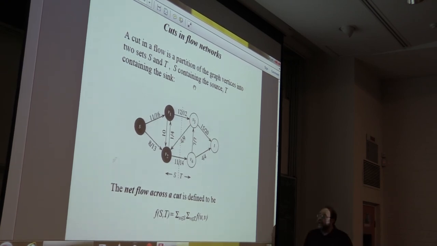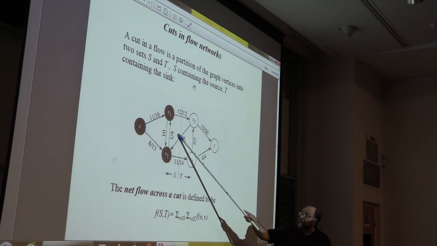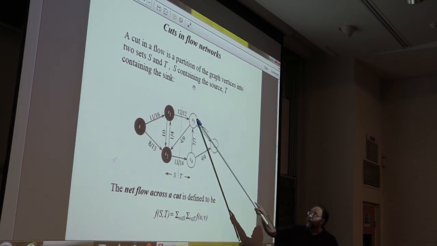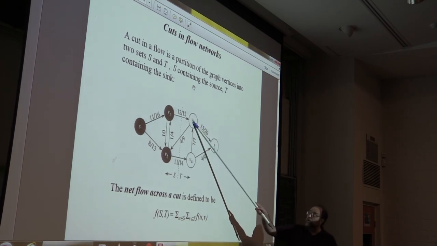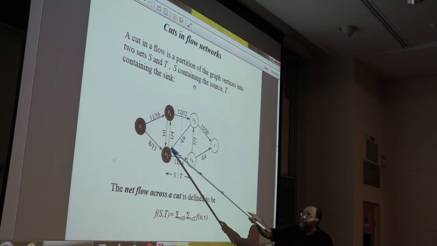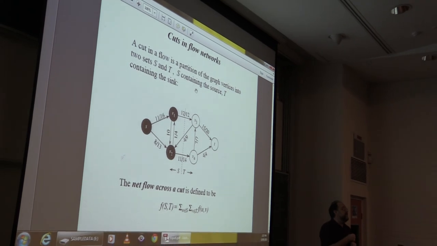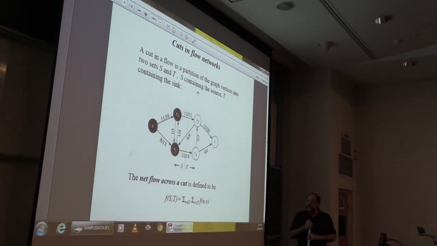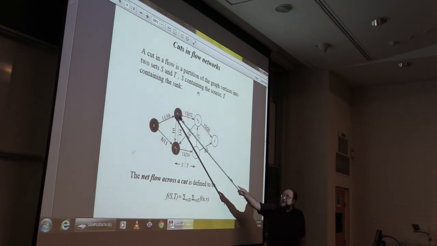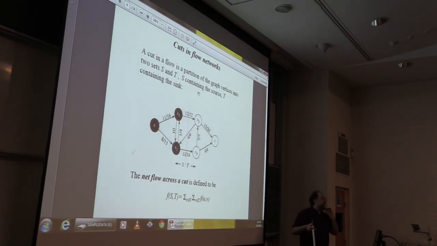But remember, again, when we speak about the capacity of the cut, we do not count the capacities of the pipes that go in the opposite direction from the sink towards the source side. And now, the reason why Ford Fulkerson terminates always with the same maximal flow is a little theorem that says that maximal flow through this network is precisely equal to the capacity of the cut with the smallest capacity.